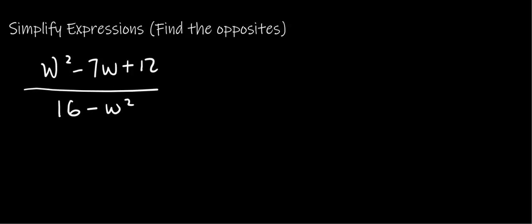Welcome back to another algebra practice. This time we're going to find the opposites. Just like the previous practice, we're going to factor out the polynomial. Let us look at the denominator, w squared minus 7w plus 12.